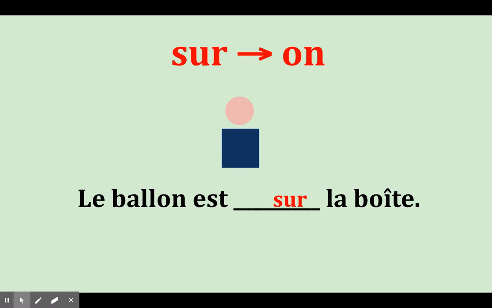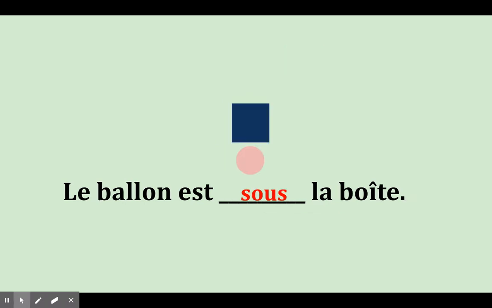A boîte is not a square, a box. Le ballon, that's a ball, est sur la boîte is on the box. The ball is on the box. Le ballon est sur la boîte. Let's try the next one.